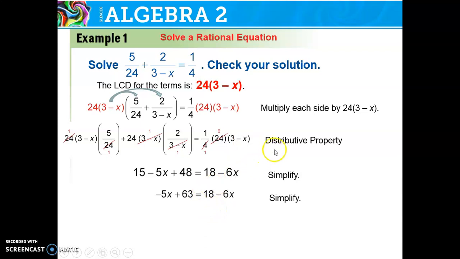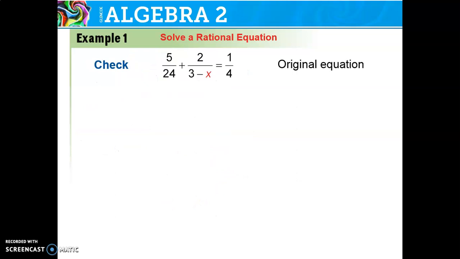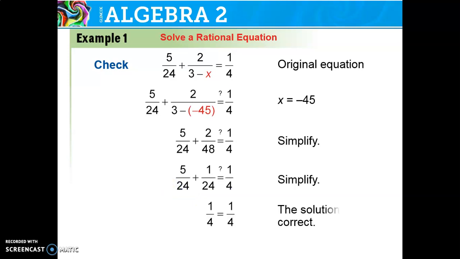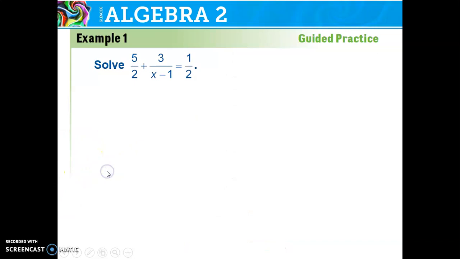Then we just simplify using properties of algebra, combine like terms, add the 6x, subtract the 63, and we get x equals -45. Checking our solution, if we throw -45 into that equation and simplify, we can see that the solution is correct. You can also use a calculator to verify it much quicker. So the solution is -45.